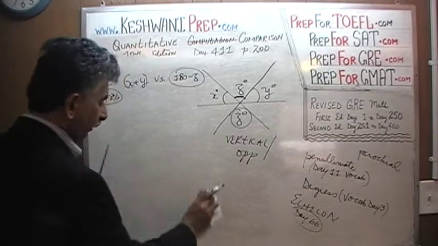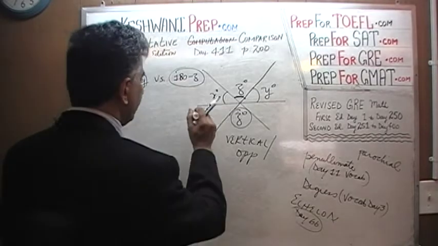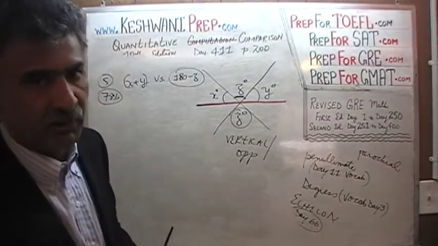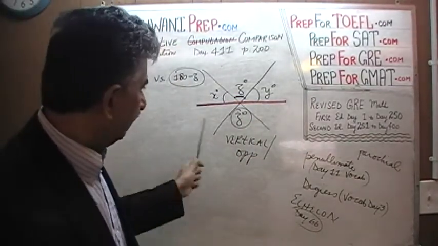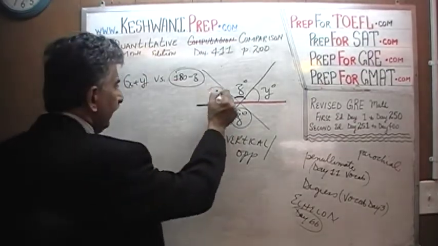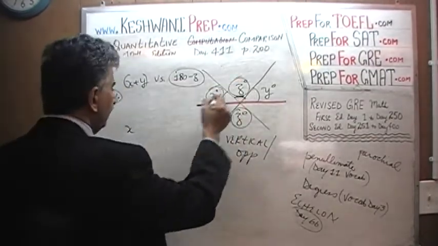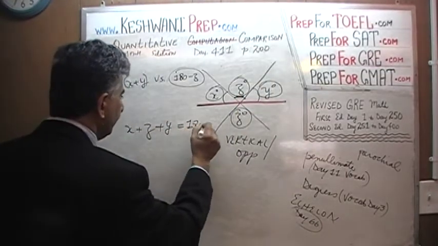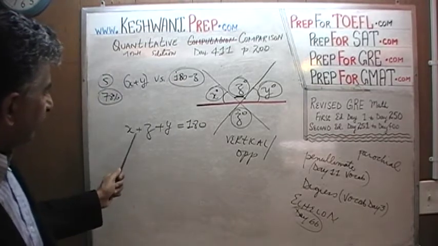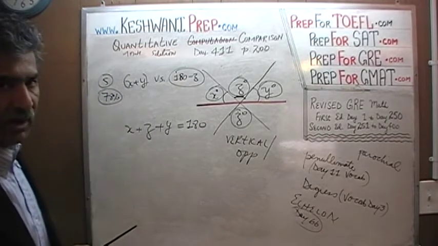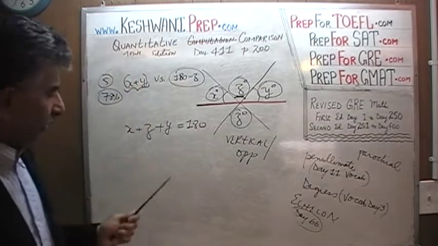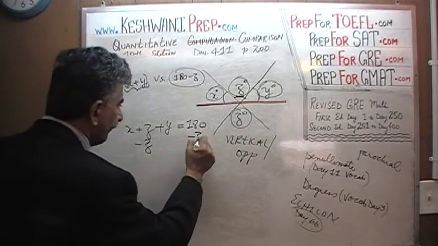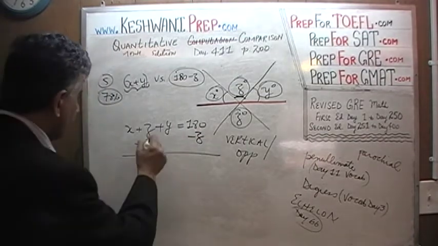Now, we look at this straight line right here. And what do we know about this straight line? The straight line makes 180 degrees, which means x plus z plus y has to equal 180. But we're not interested in x plus z plus y, we're interested in x plus y. We don't want the z here, we just want x plus y. Let's subtract z from both sides. If we subtract z from both sides, we can get rid of the z.